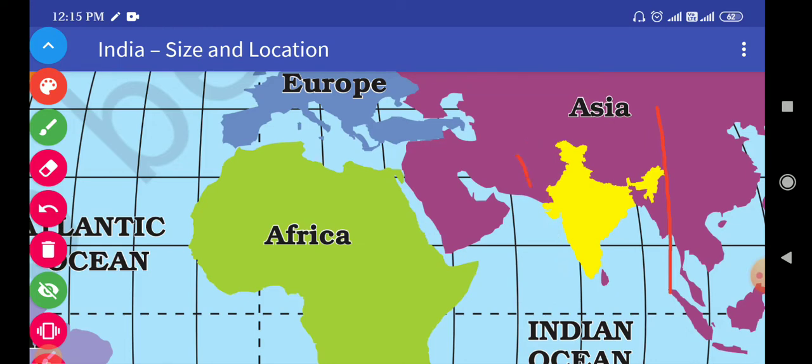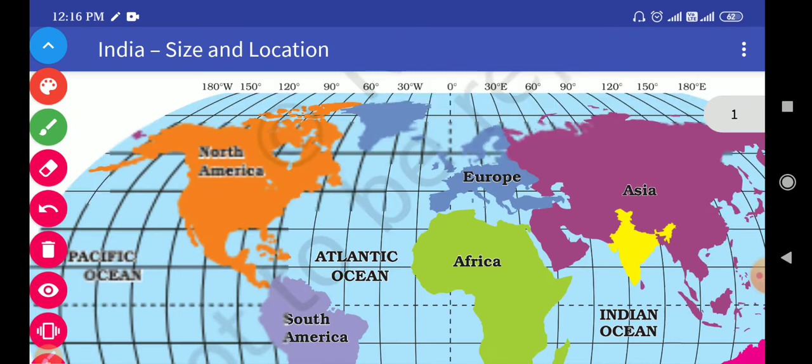So westernmost longitude like this, this is the northernmost and this is the southernmost. So what we are noticing here is that this is the part of the map, or the part of India that has been occupied on the world map. In this way we generally tell the latitudinal extent and longitudinal extent of India.